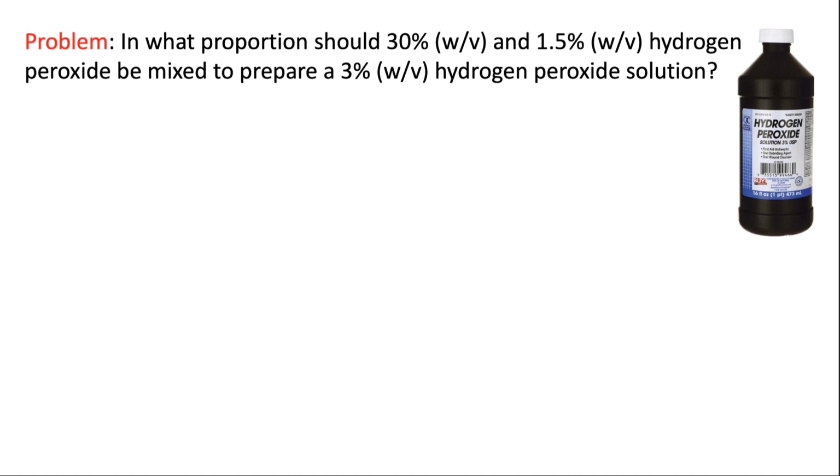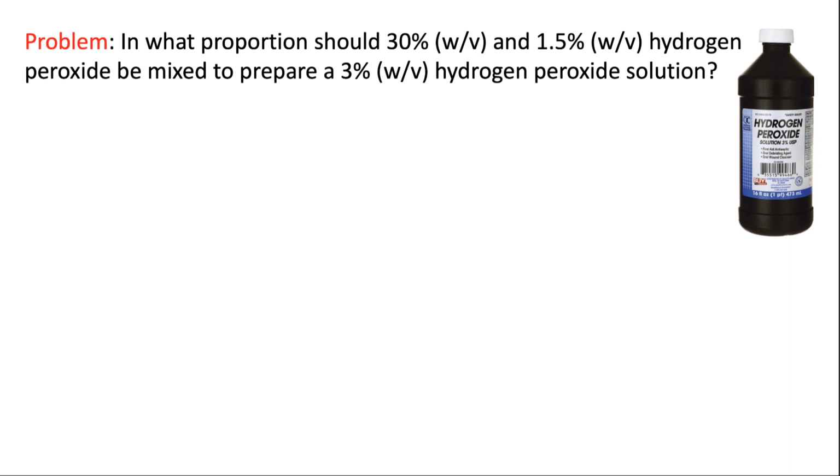Okay, so we have a high strength, 30%, and a low strength, 1.5%. And what we want to know is the relative amounts of those two solutions to mix together so we can create something in the middle. And in this case, what's in the middle is the 3%.